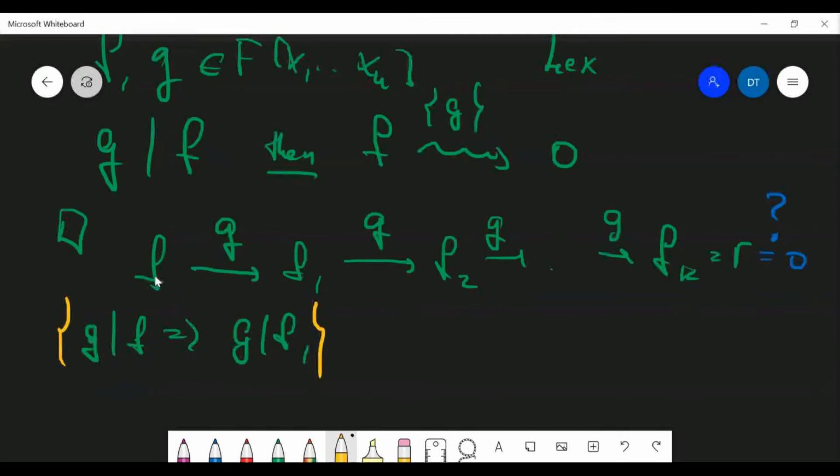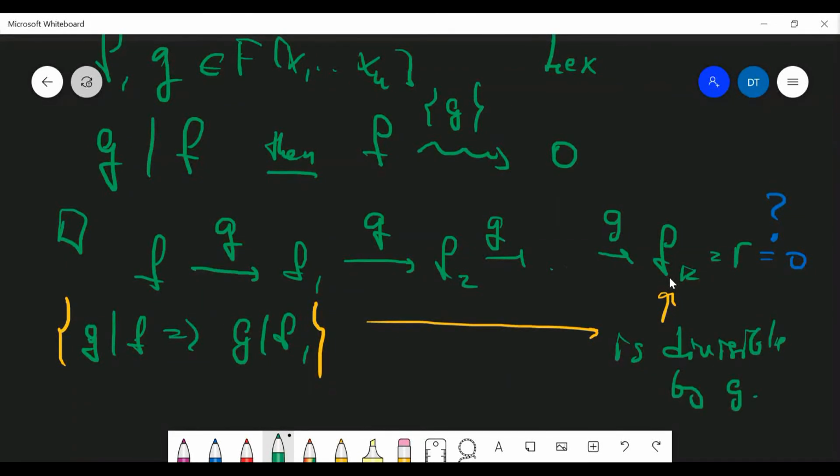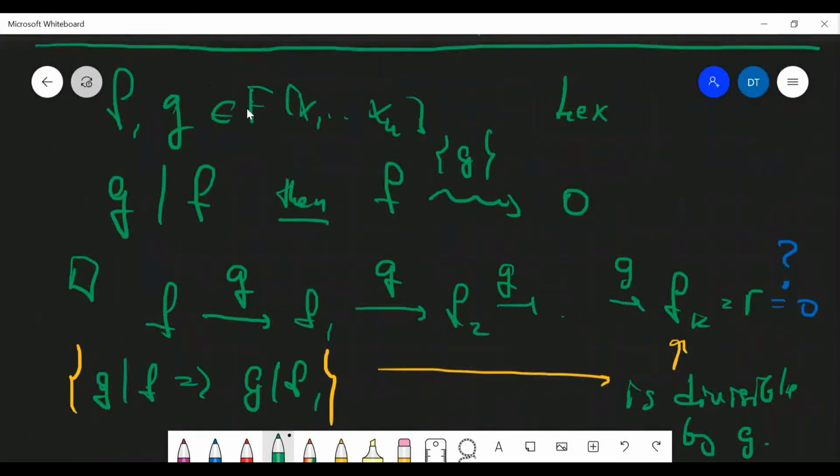Then you see, because of this result, f is divisible by g, then f1 is divisible by g. Because of the same result, f2 is divisible by g, and so on. At the end, r, which is fk, is also divisible by g. From that, it follows that this guy is divisible by g. Could you remind, please, what f and g are? f and g are just arbitrary polynomials, and g divides f. This is all we know.